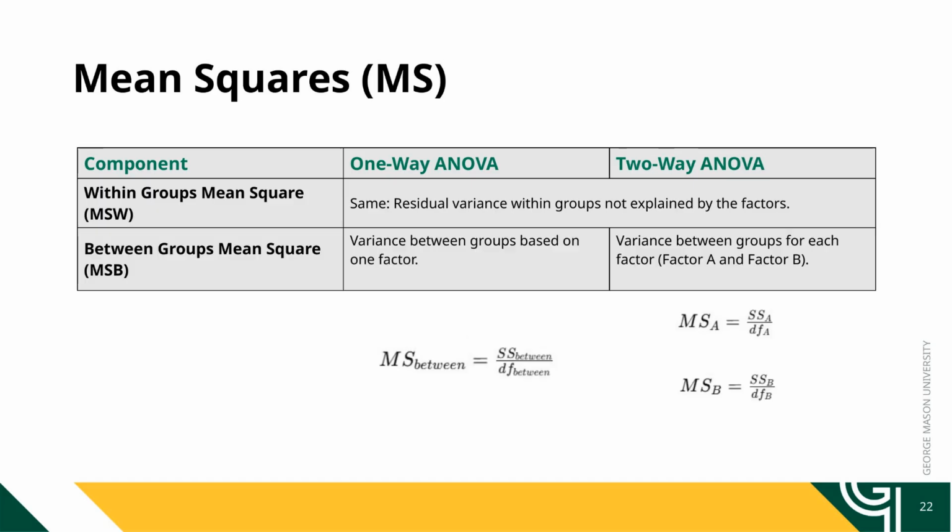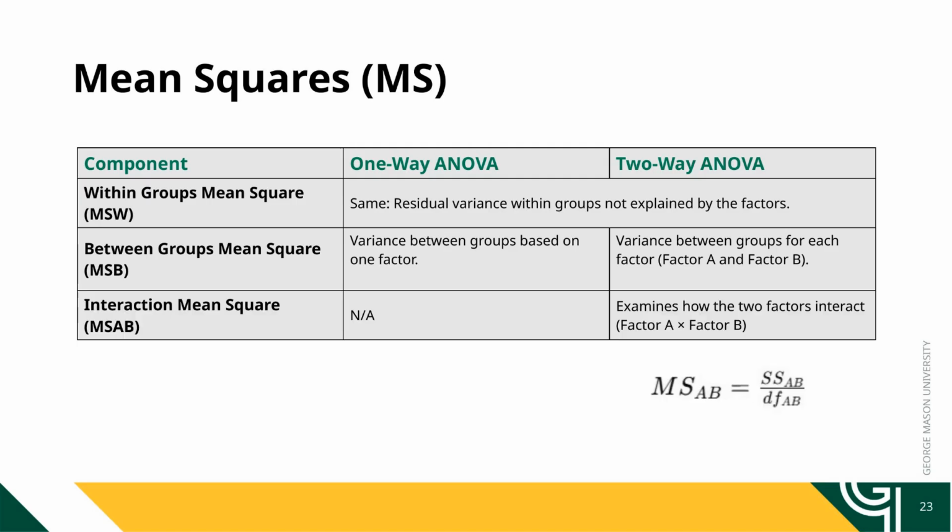In one-way ANOVA, the between-groups mean square reflects the variation among group means based on a single factor. In two-way ANOVA, this mean square is divided into components for each factor, revealing the variance explained by each factor individually. The interaction mean square, MSAB, in two-way ANOVA is essential for assessing whether the effect of one factor varies based on the levels of another factor, a test not possible in one-way ANOVA.